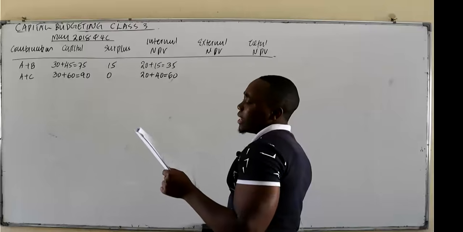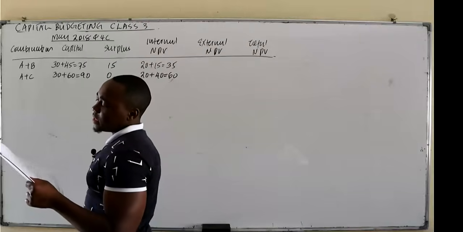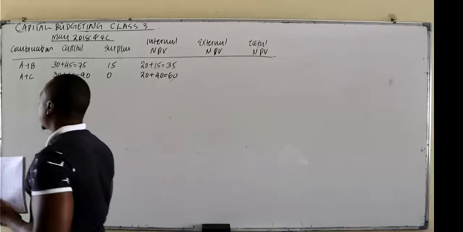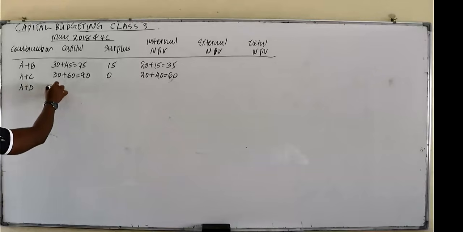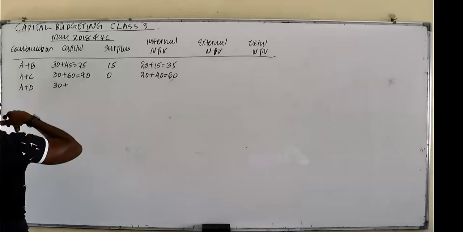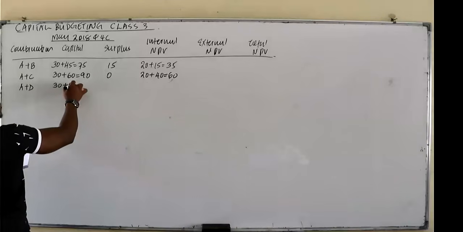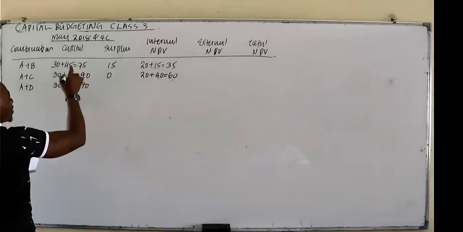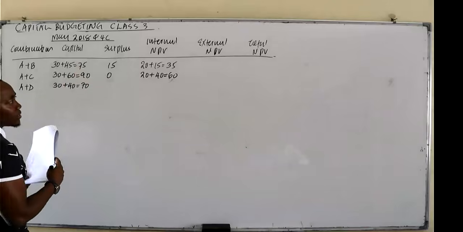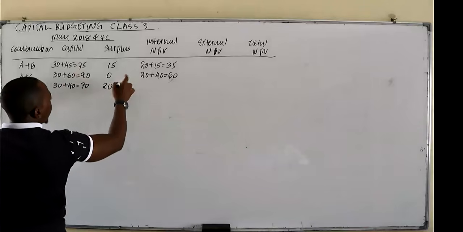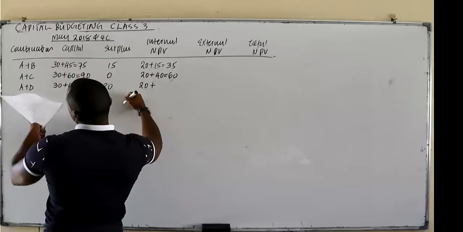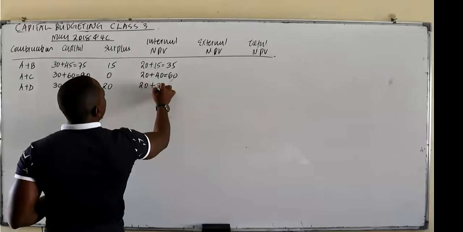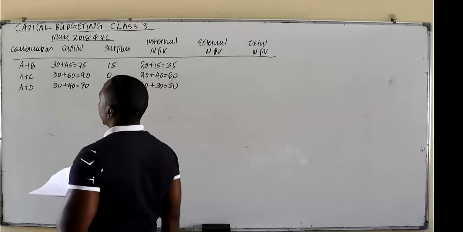Can we combine A and D? A requires 30, D requires 40. That's a total of 70. So we can combine A and D. How much is the surplus? 20. So we get the internal NPV. A, the NPV is 20. What about D? 30. So the internal NPV is 50.